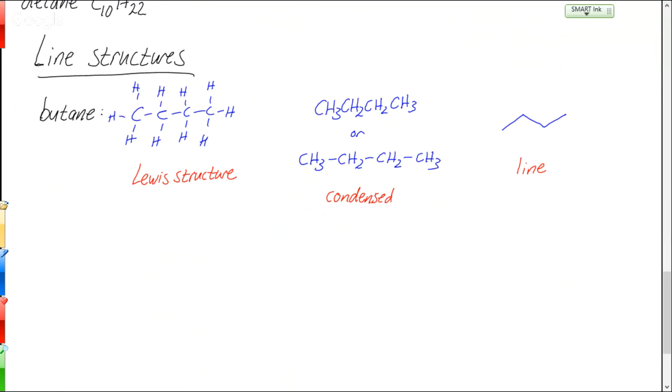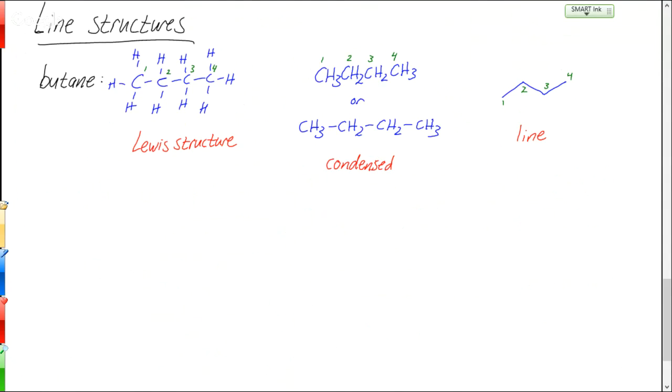At the end, I asked you, can you try to figure out what's going on with those line structures? And somebody said, yeah, it has something to do with how when the line bends, there's carbons. And that's exactly right. So if we add numbers to these carbons, just to count them and keep track of everything, butane has 4 carbons and 10 hydrogens. And those 4 carbons are shown in the line structure by being either at the ends or at the intersections of lines. So there are 3 rules for line structures.